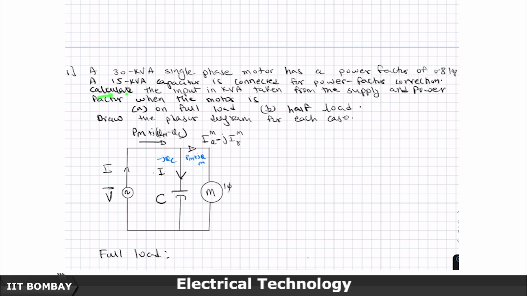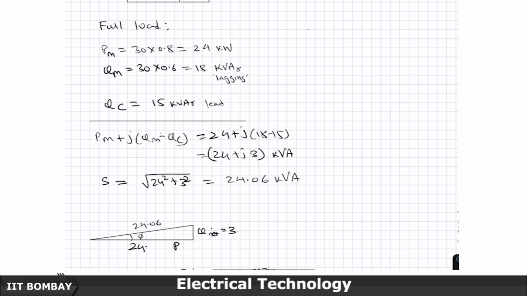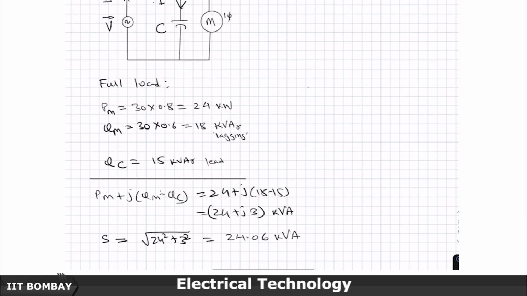Calculate the current in kVA taken from the supply and power factor when the motor is on full load. Now, let us do when the motor is on half load. Then afterwards we will finally come to draw the phasor diagram for each case. So, now let me do the half load stuff here on the right hand side.